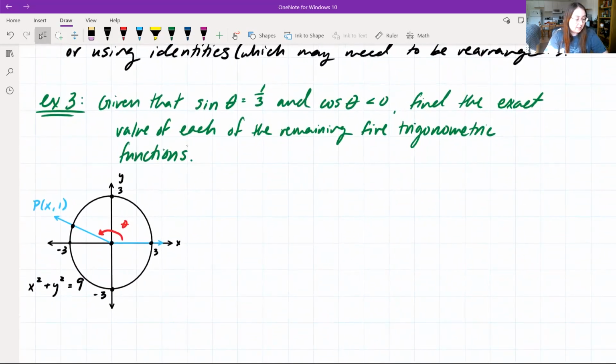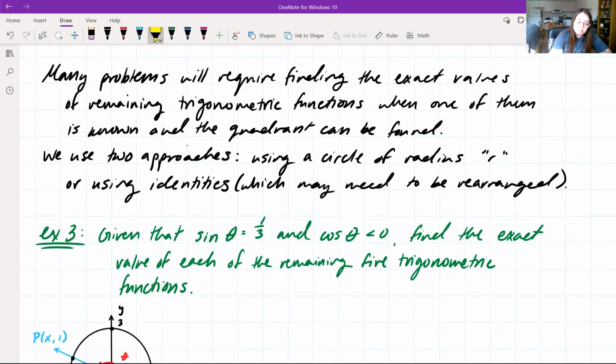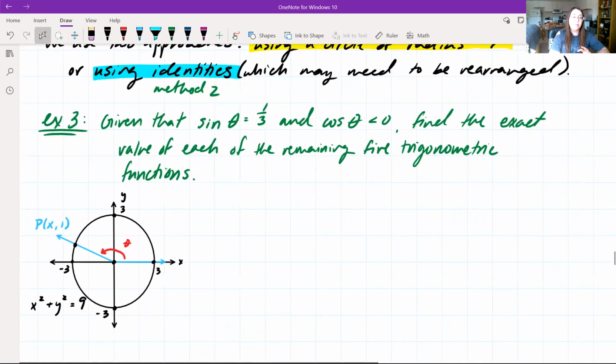Given that sine of theta is equal to 1/3 and cosine of theta is less than 0, we want to find the exact value of each of the remaining 5 trigonometric functions. Let's start with our first method. Because we have two approaches, we can use a circle of radius r, or we can use identities. Using a circle of radius r is going to be method 1, and using identities will be method 2. For this problem, we're going to go through both methods.